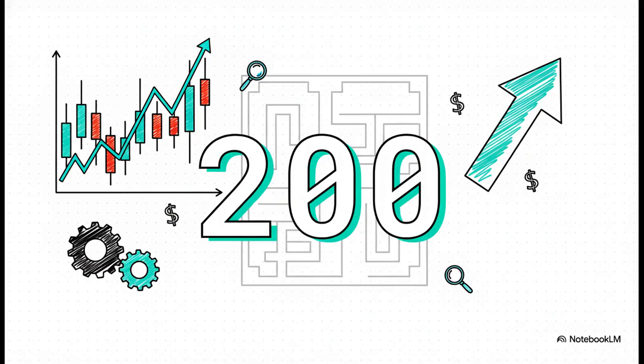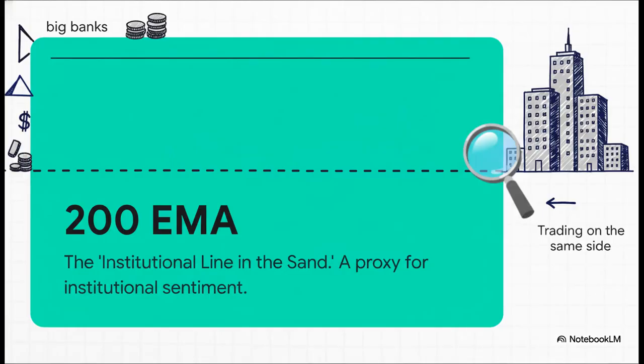We're going to apply a 200 exponential moving average, or EMA, to our 4-hour chart. Now, all it is is an average of the last 200 price points that gives a little more weight to recent data. I want you to think of it less as an indicator and more as a direct proxy for institutional sentiment. I call this the institutional line in the sand, and for a very good reason. The big banks, the hedge funds, they use this level as a general guide for their own positioning. Our job as retail traders isn't to fight them.